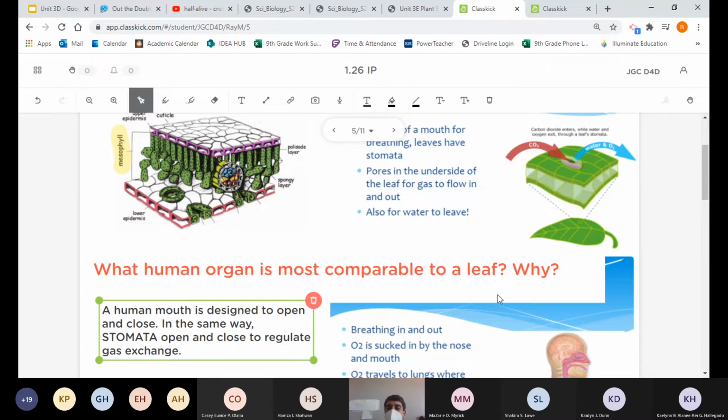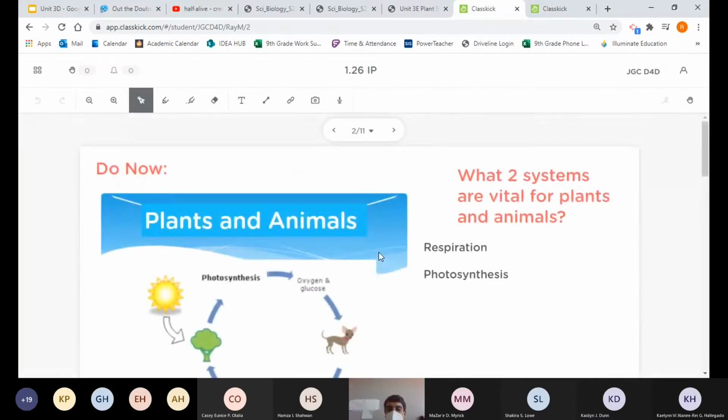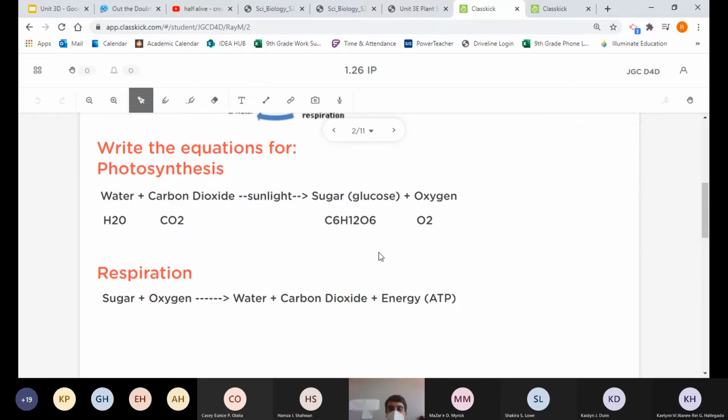Does anybody know why carbon dioxide is going into the plant? Why does the plant need carbon dioxide? I'll give you a hint. Why does a plant need carbon dioxide? That's true, to live, but specifically, plants need carbon dioxide for photosynthesis.